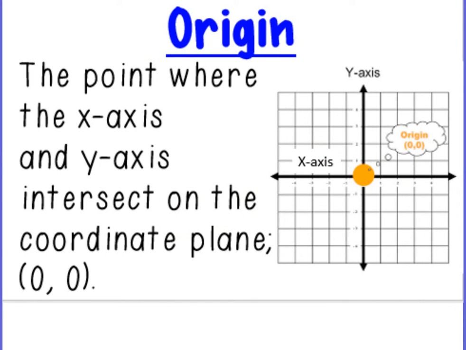The origin is the point where the x-axis and y-axis intersect on the coordinate plane, okay, and they make 0, 0. So this point right here is our origin. It's where everything starts. So whenever you graph something, you always have to start at the origin. And the origin, if you look at the word, origin actually means the beginning or where something starts.